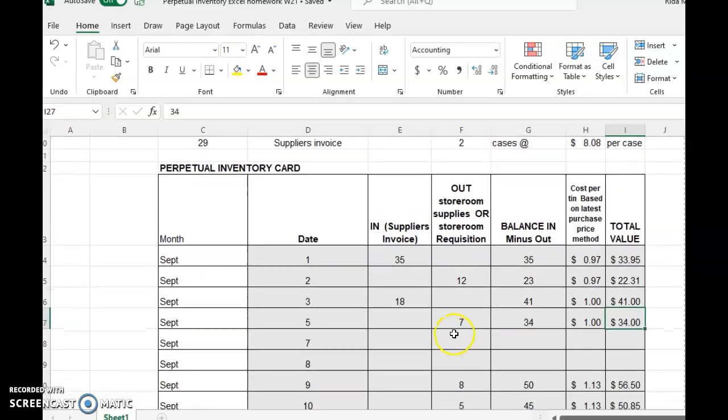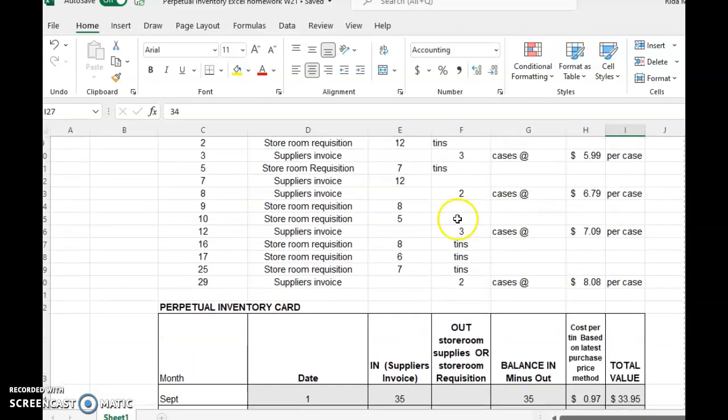So let's move on to the next one, which is September 7th, and that's also coming in, and we have 12 cans coming in.